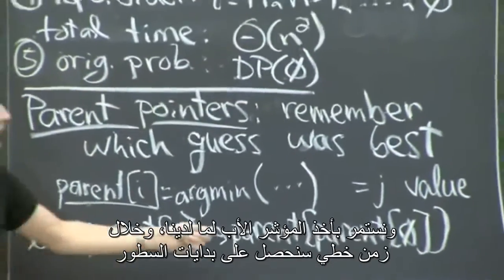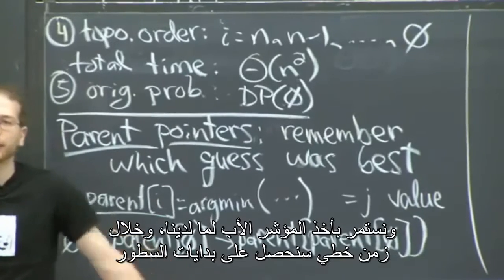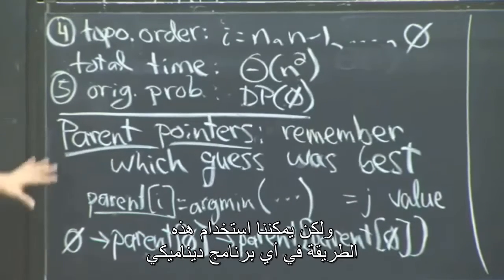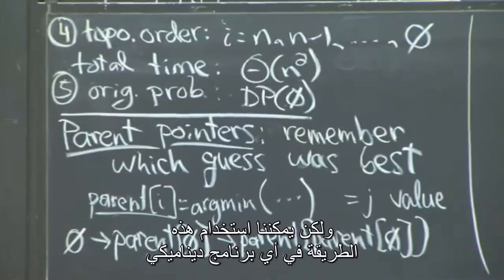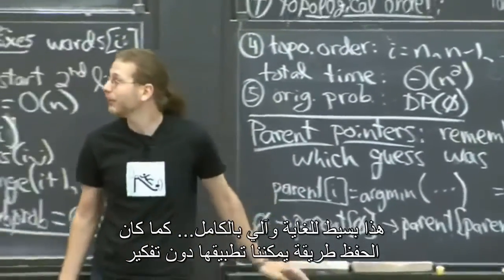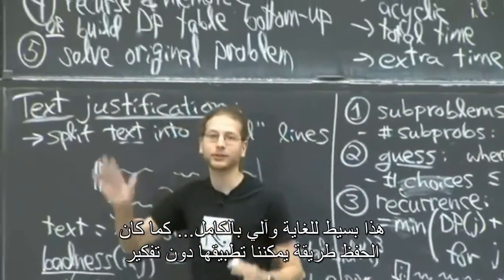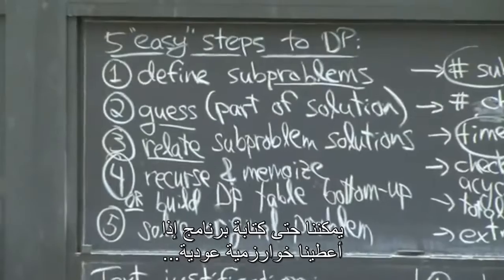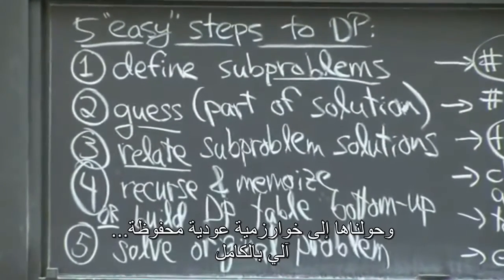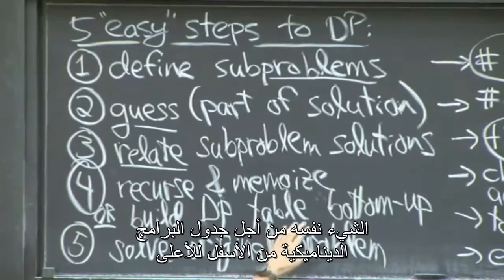You keep calling parent of the thing you currently have. And in linear time, you will reconstruct where the lines break. So you can use this technique in any DP. It's very simple. It's totally automatic. Just like memoization is a technique that you can apply without thinking. You could even write a program that, given a recursive algorithm, would turn it into a memoized recursive algorithm. It's totally automated. Same thing with the bottom-up DP table.